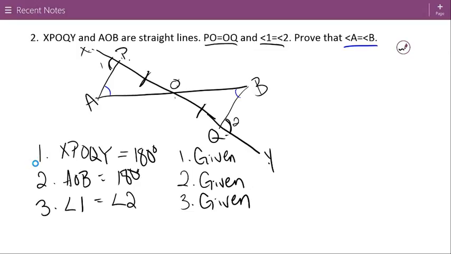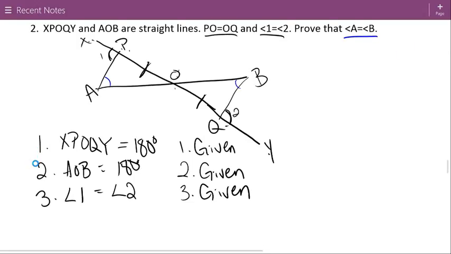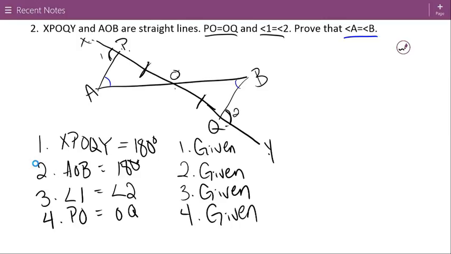And just to make sure all of our given information is there right at the beginning, for PO equals OQ. It's a bad Q. That's a better Q. Given. Okay, so that's all of our given information. So now we start to look at this. We have a side that is equivalent because that's given.